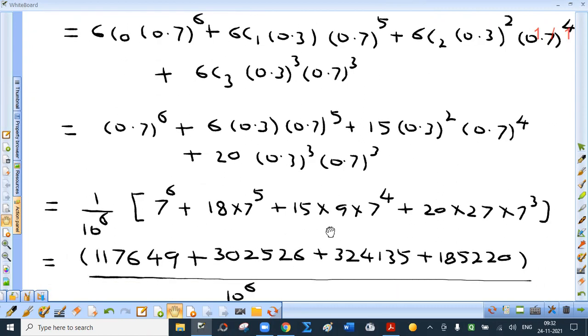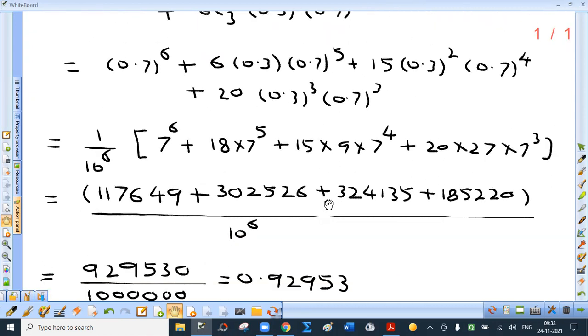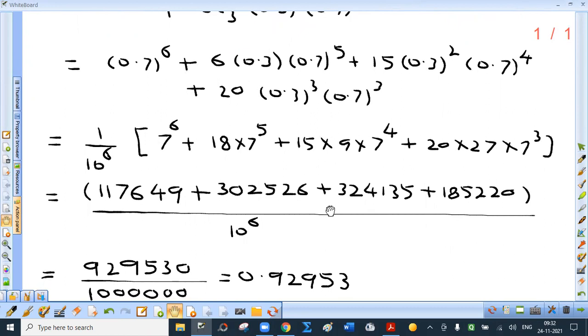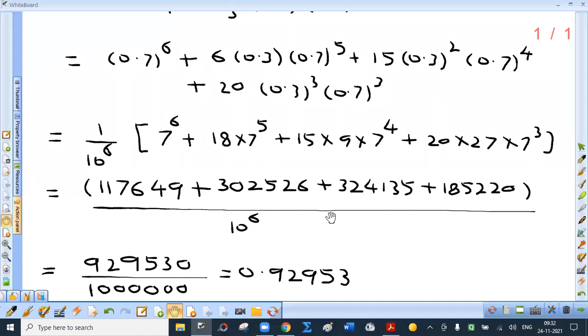Okay. Now these are the values. So you get 929530 upon 10 raised to 6. So final answer is 0.92953.